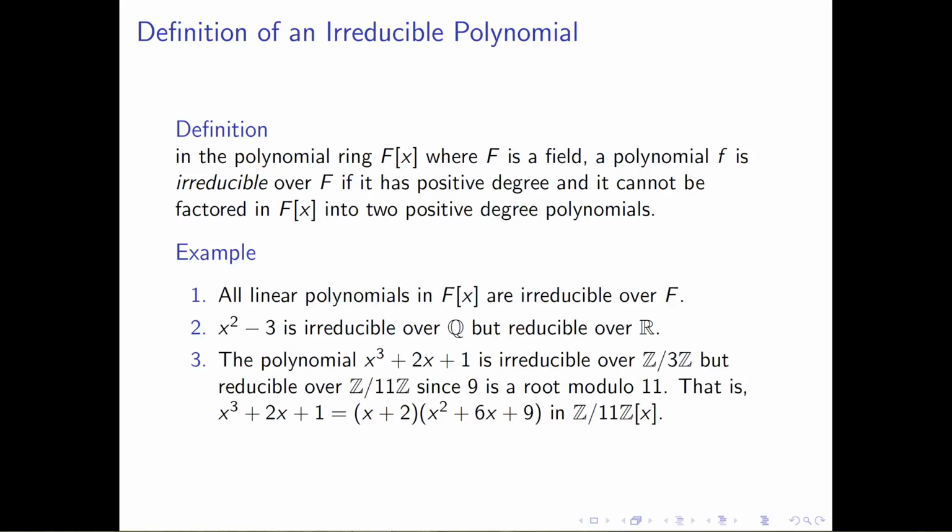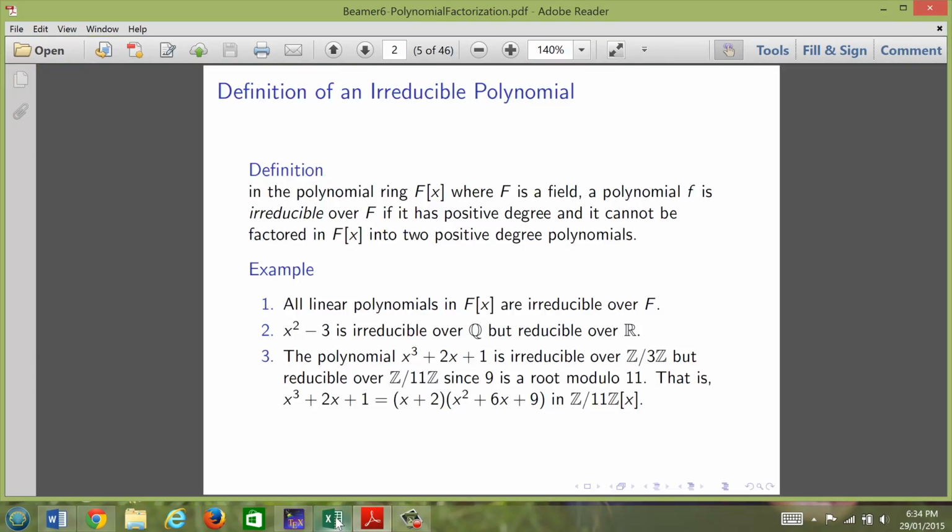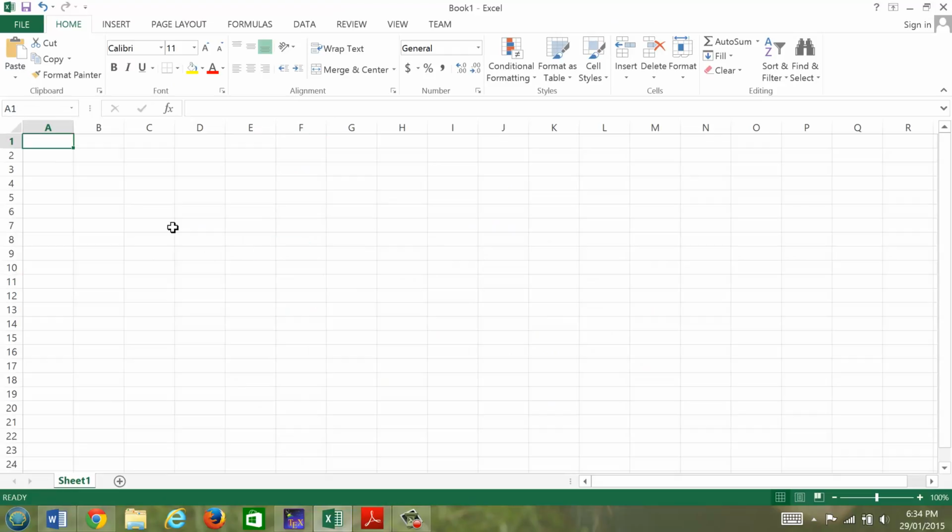So what I could do if I really wanted to, which could be a good help to you when you're working through these homework problems, is I could use Excel. So let me show you how I did that. Remember, my polynomial is x cubed plus 2x plus 1. Let's pull up Excel. And what I'm going to do is down this column, I'm going to put the numbers that live in Z mod 11.